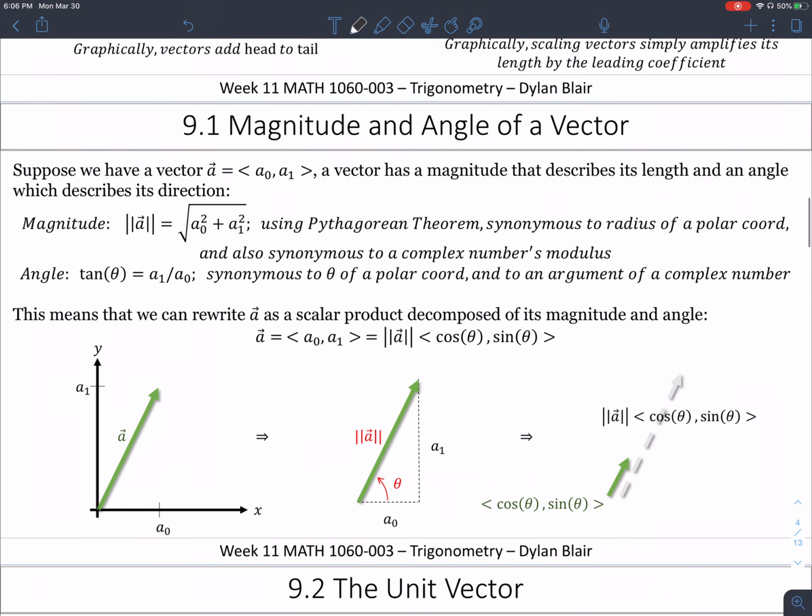Okay, now with magnitude and the angle of a vector. So we're supposing that we have some vector A again with an A naught horizontal, A1 vertical, and a vector has a magnitude that describes its length and an angle which describes its direction.